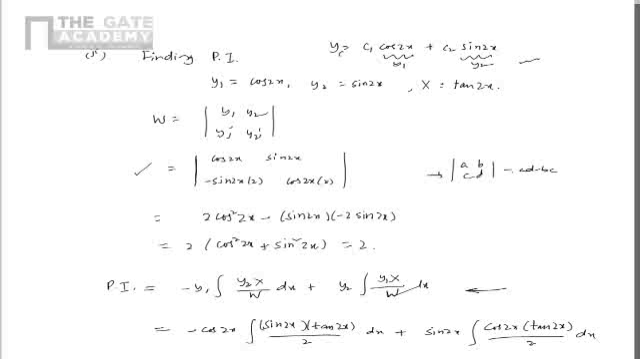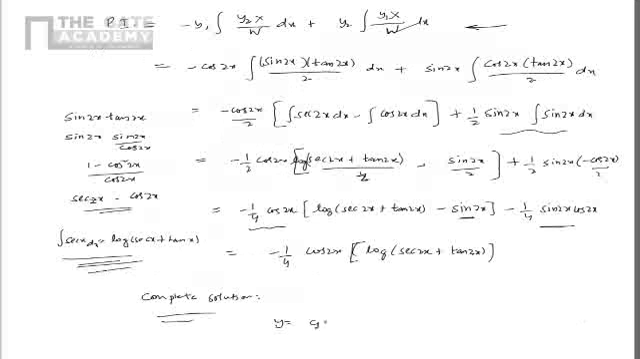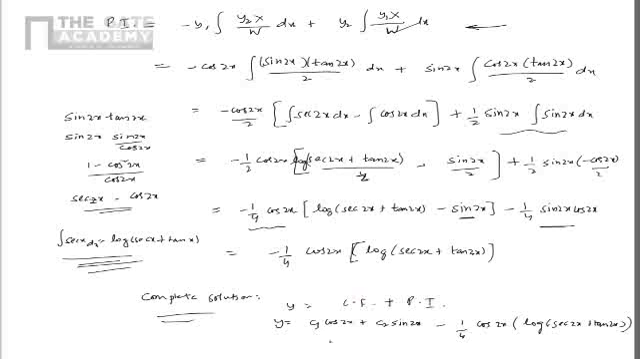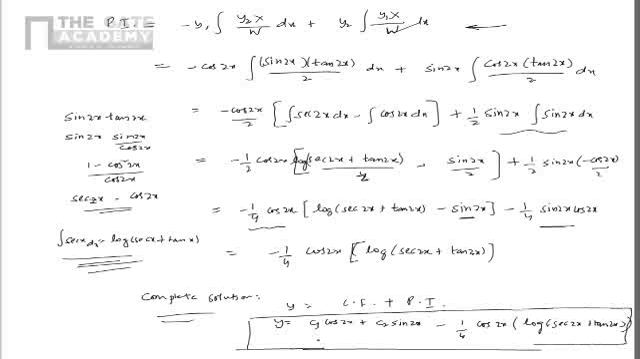So the complete solution is the complementary function plus the particular integral. That comes out to be c1 cos 2x plus c2 sin 2x, and then minus 1 by 4 cos 2x log secant 2x plus tan 2x. So this comes out to be complementary function plus particular integral. This is the solution by the method of variation of parameters. This is how it looks.